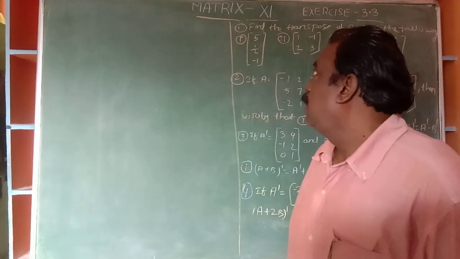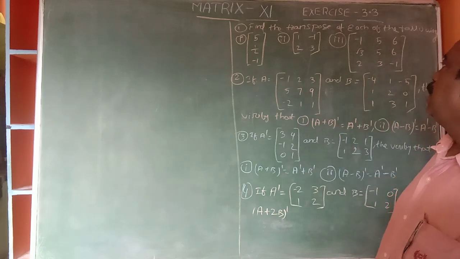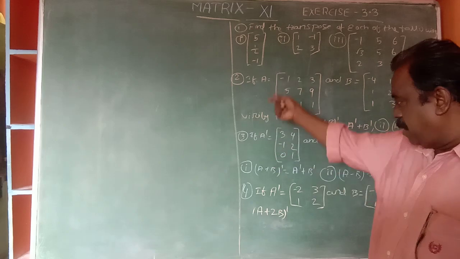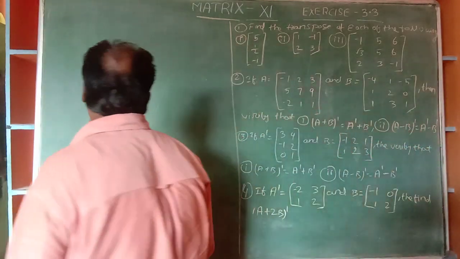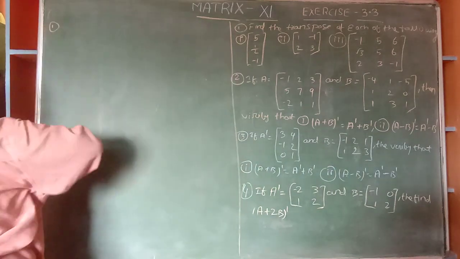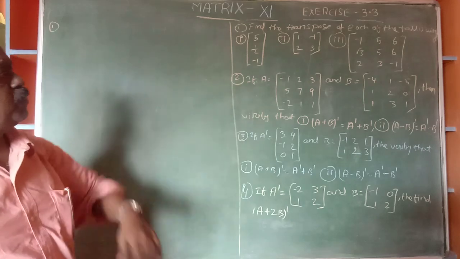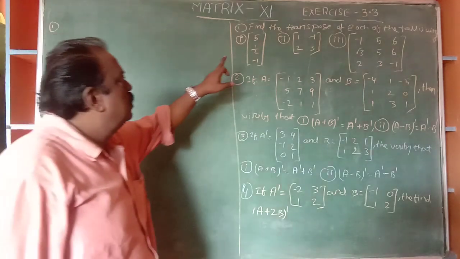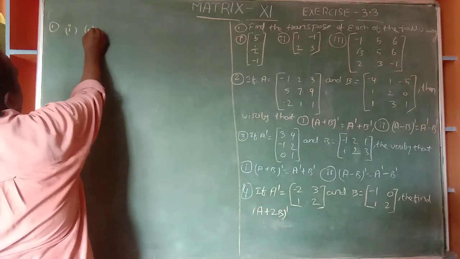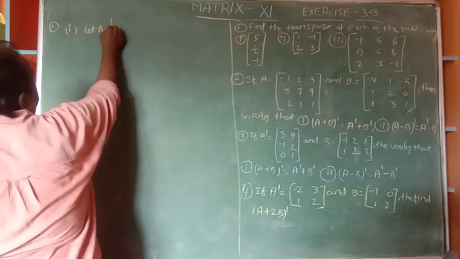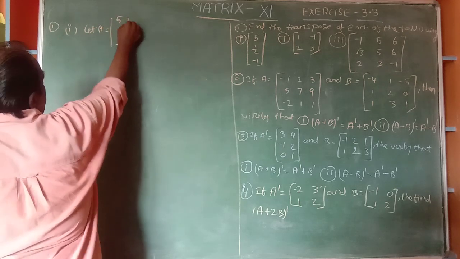Now we are going to solve the third exercise. Four problems are given there and we solve them. Listen and observe. Number 1, in exercise 3.3, first one: find the transpose of each of the following. Suppose A is equal to 5, 1 by 2 and minus 1. We assume.